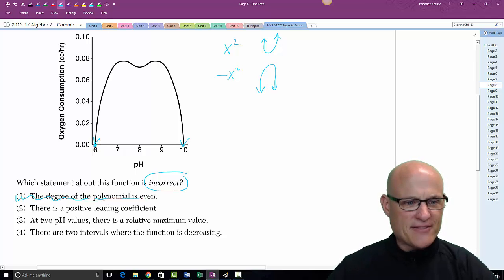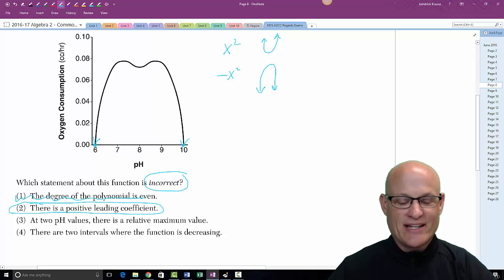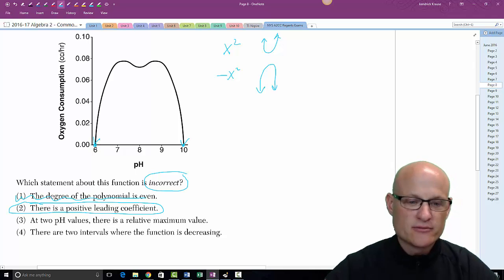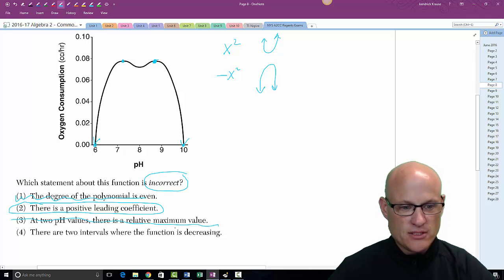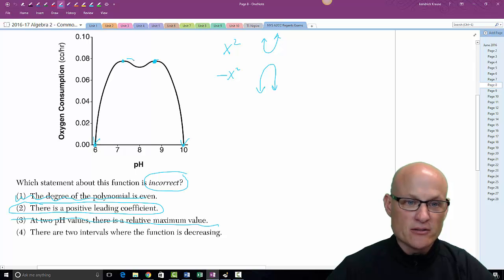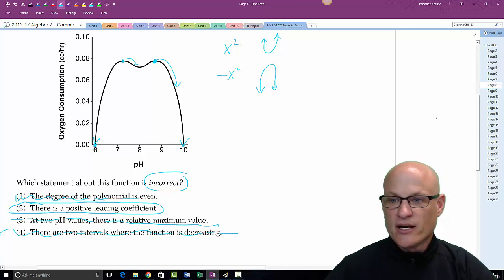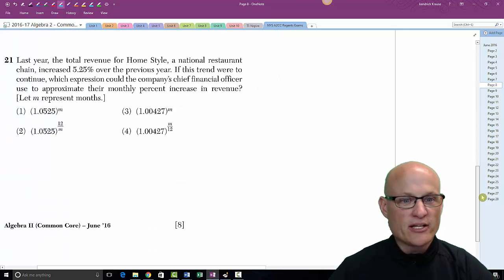All right, so I think this is the right answer. I think the leading coefficient is negative, so it is incorrect. At 2 pH values, there are relative max. Yes, right here. Relative max, relative max. Those are my 2 relative maxes. So, yes. Are there 2 intervals where the function is decreasing? Yes, it's decreasing here. And then it starts to increase, and it decreases here. So that's true as well. So again, another tricky question. Thank you, New York State.